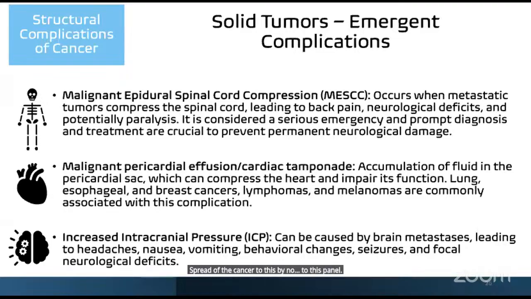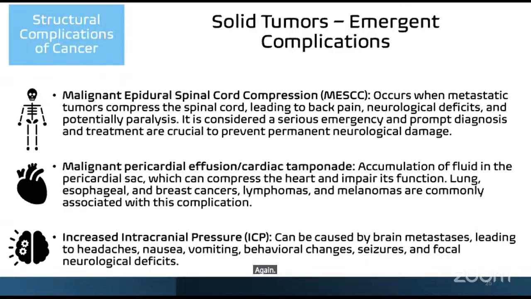The other thing is cardiac tamponade. When you have malignant pericardial effusion and cardiac tamponade, there is accumulation of fluid in the pericardial sac, and this can compress the heart and impair its function, especially in lung, esophageal, and breast cancers. This can lead to obstructive shock, so if possible, fluid must be drained immediately to relieve the obstructive shock physiology. Signs and symptoms include chest pain, dyspnea, hypotension, peripheral edema, and fatigue.